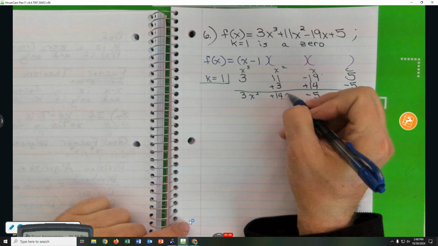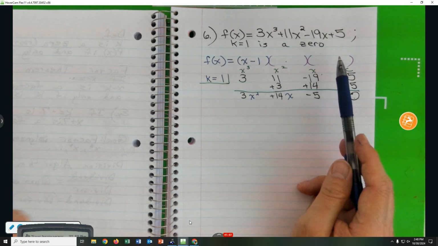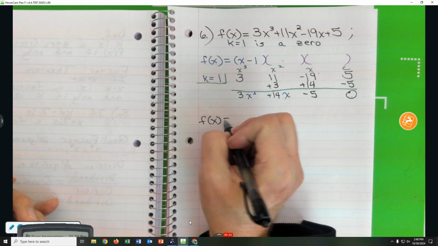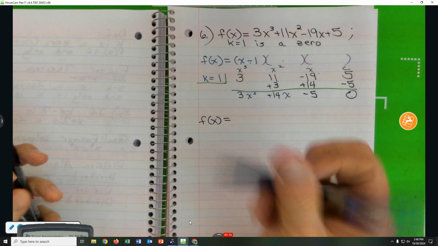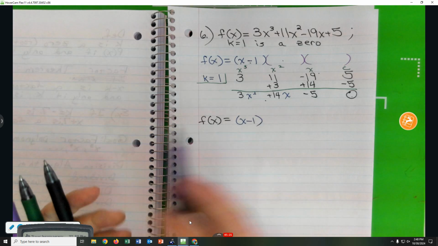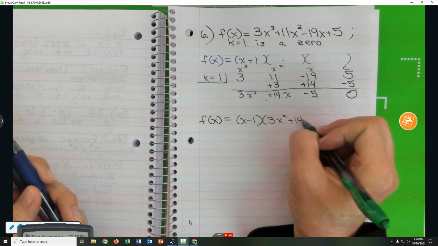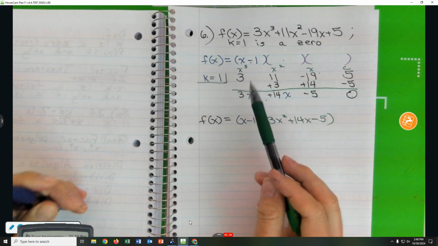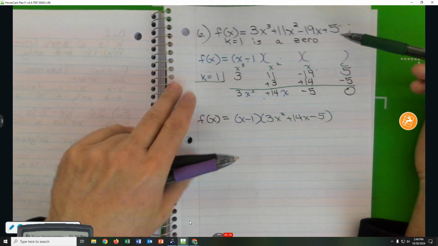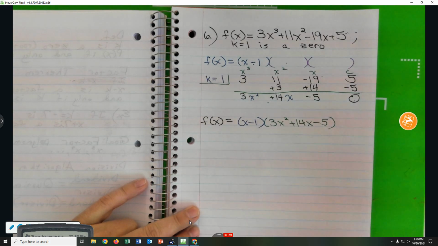X squared and then x. So we don't have the thing factored as linear factors yet, but what we do have, we know that the original function f of x has to equal that first factor, x minus 1, the divisor, and here's the quotient, 3x squared plus 14x minus 5. Divisor times quotient should give you the dividend, that function that we're trying to factor. Any questions on my logic there?